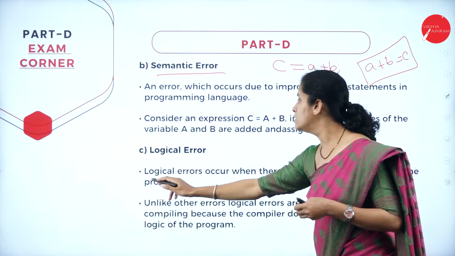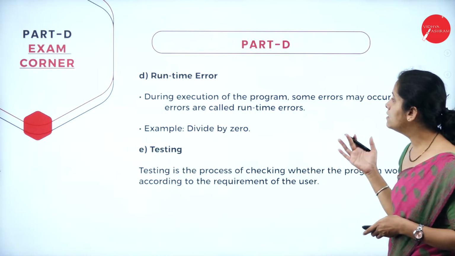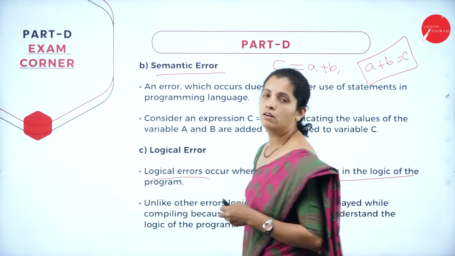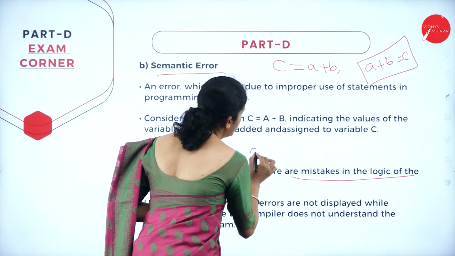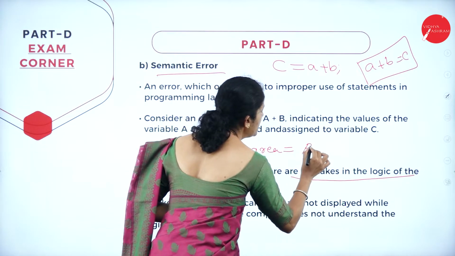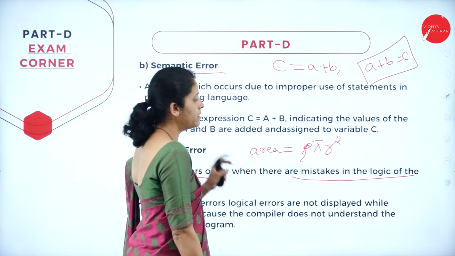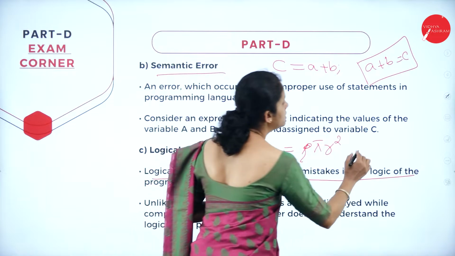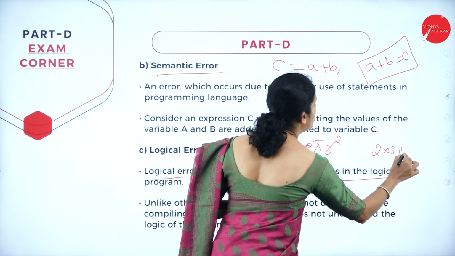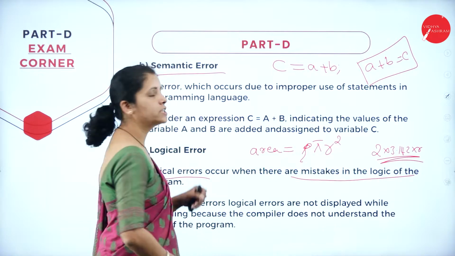For example, a logical error occurs when there is a mistake in the logic. For example, to find the area of a circle, I'm going to use pi r square. Now, instead of writing pi r square, if I write 2 into 3.142 into r, then this leads to a logical error.